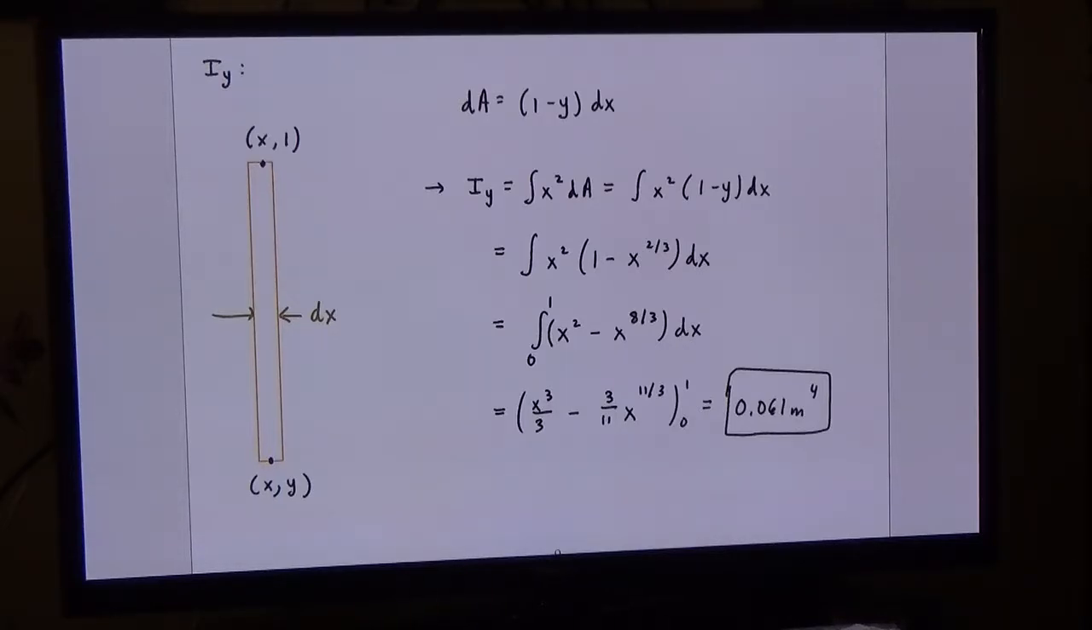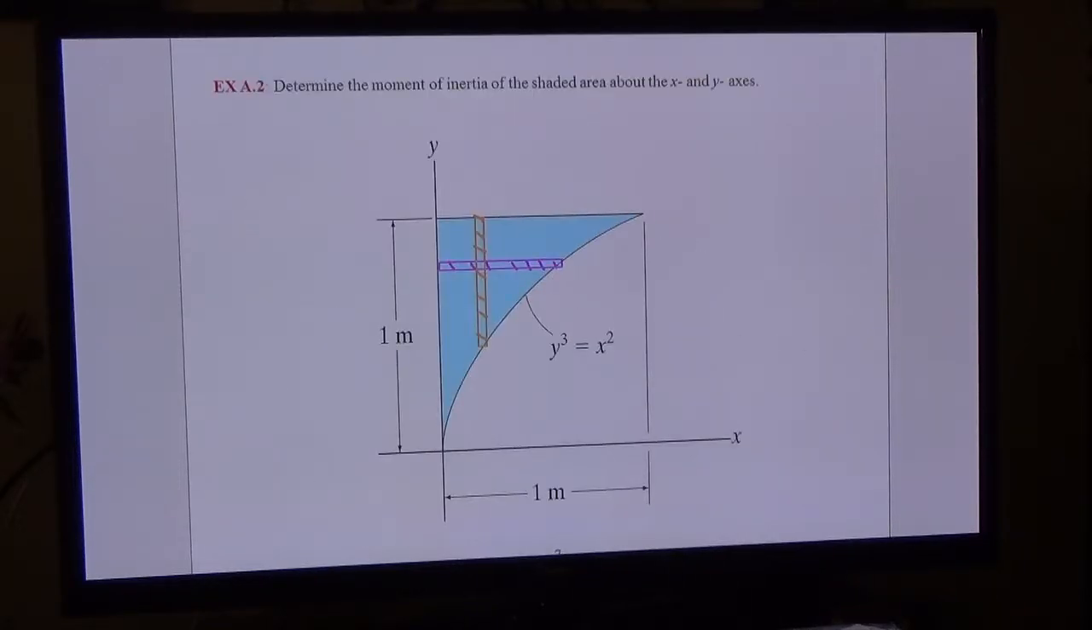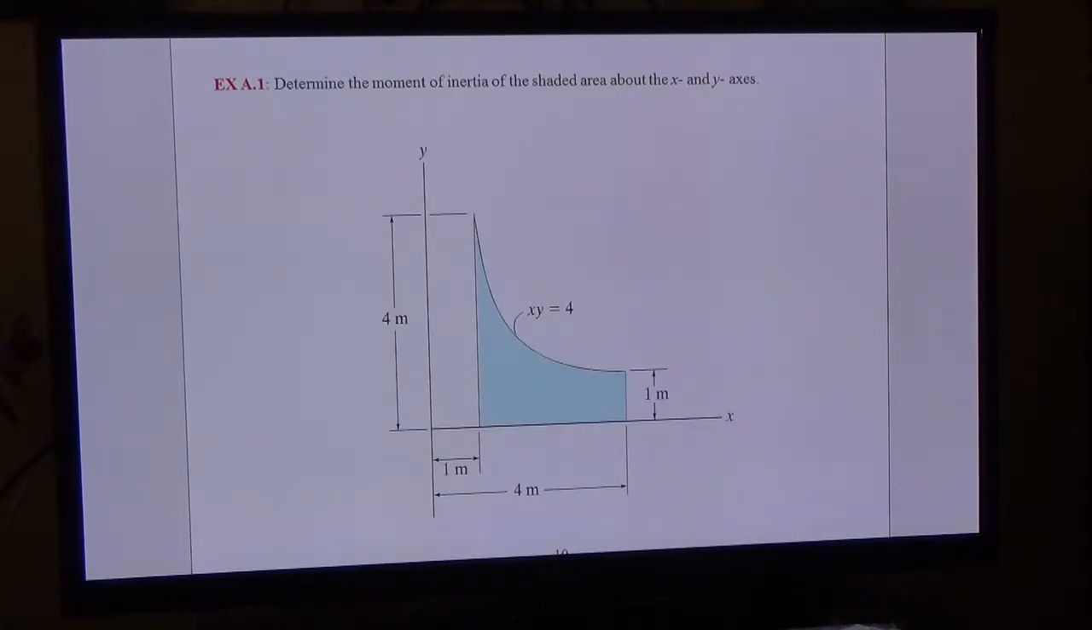So as I said, there's not really a great way to check the physical value of moments of inertia. We just have to trust the process and that we set it up correctly. So let's look at another example for moments of inertia just using the integration method. And now we'll look at this particular problem here. It wants us to determine the moment of inertia of the shaded area about the x and y axes. So exact same problem statement as last time.